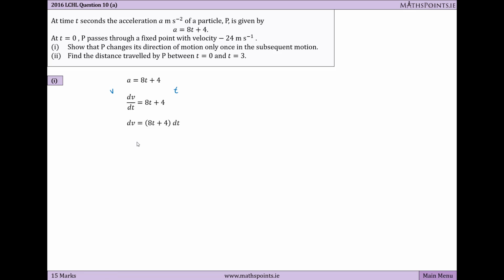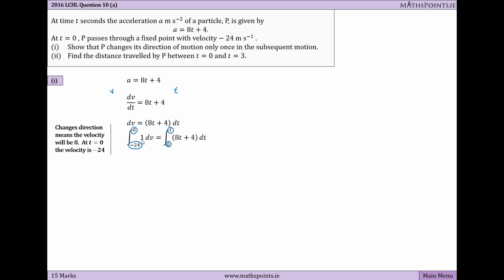I'm going to integrate both sides, and then I have to decide on what my limits of integration are. So in this case, the limits of integration are as follows. When the time is 0, we know that the velocity was minus 24. And then we're interested in the time when the velocity was 0. Remember that when the velocity is 0, that's the point when the particle changed direction.